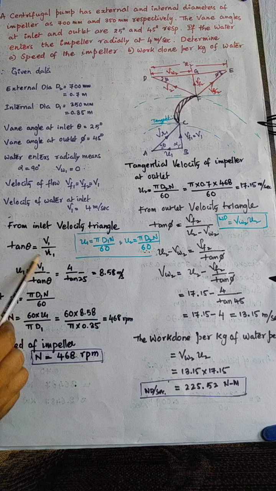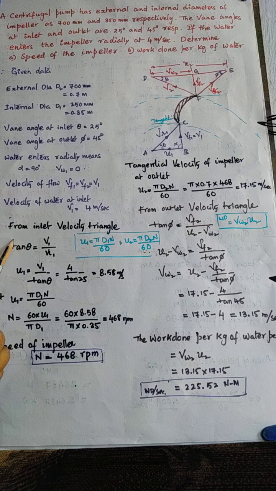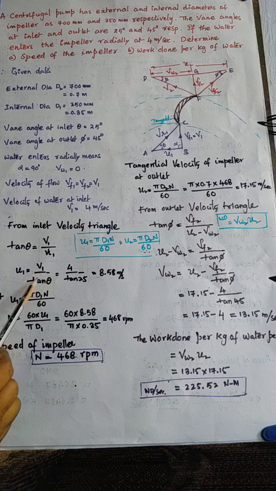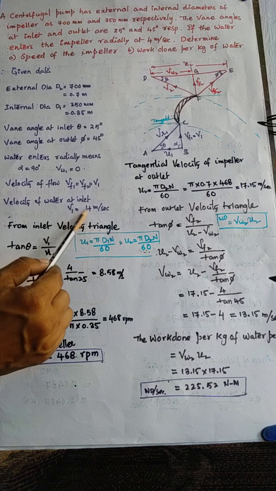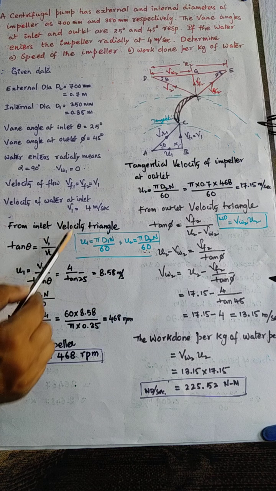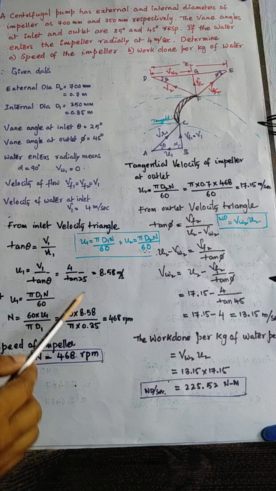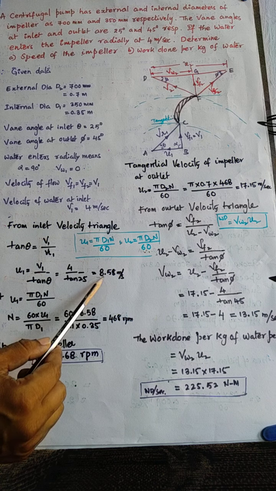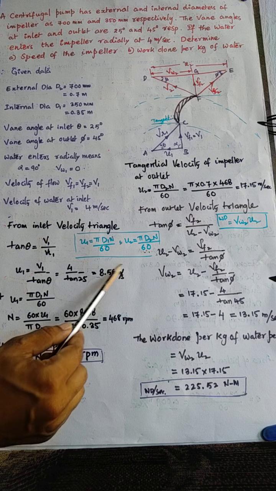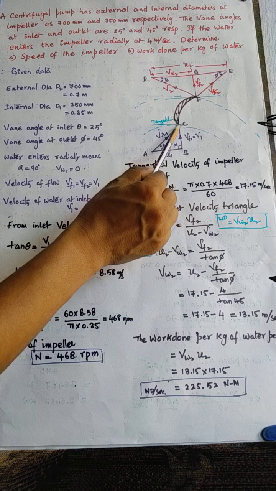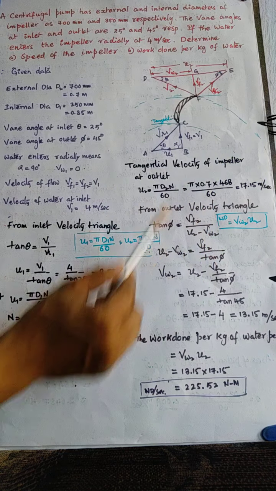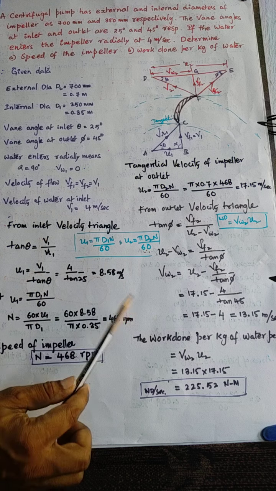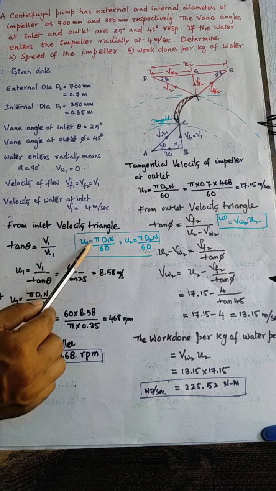So you have to find the u1 value. Just take this to this side and tan theta to the right side. So u1 equal to v1 by tan theta. The v1 value is given as 4 meters per second and theta is given as 25 degrees. By substituting those two values, you will get the velocity equal to 8.58 meters per second at inlet. So at this point, the blade velocity or impeller velocity is equal to 8.58 meters per second.